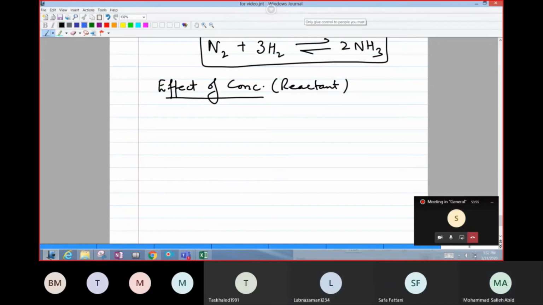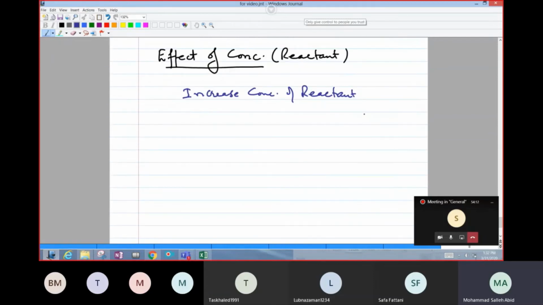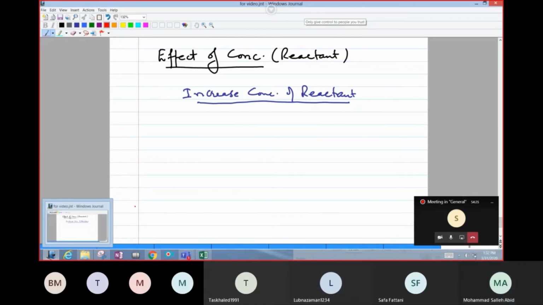So we know the reaction is at equilibrium. Right now what I'm doing is increasing the concentration of reactants. In your exam, they may just say nitrogen, they may just say hydrogen, or they may say reactant. It means the same thing. It means you are increasing the reactant. If the exam asks you for the explanation, this is what you will write.